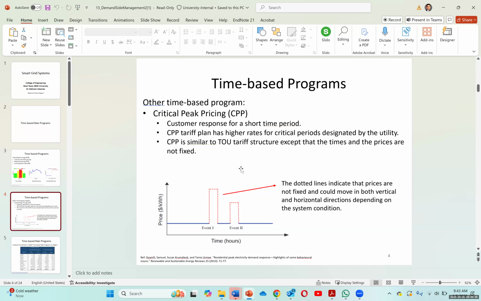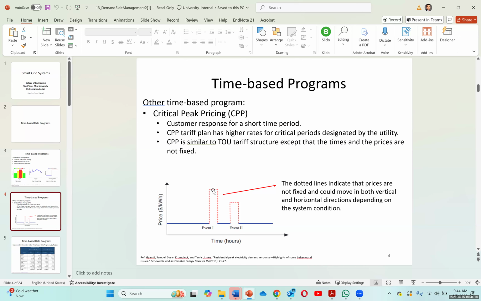One example for this: imagine there is an event like a Super Bowl, for example. That's a good example, and everyone is watching TV at their homes. So during that event, the power companies could charge more because there's going to be a much higher demand during that.